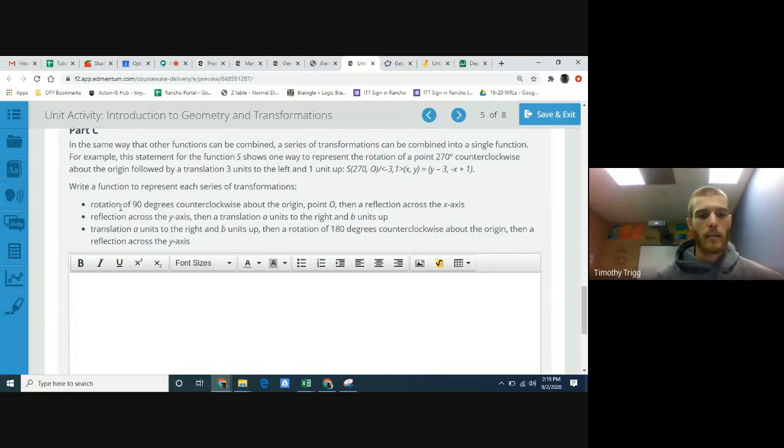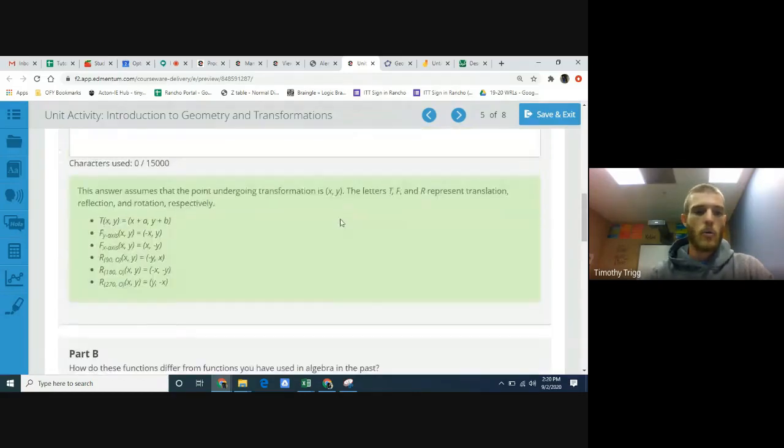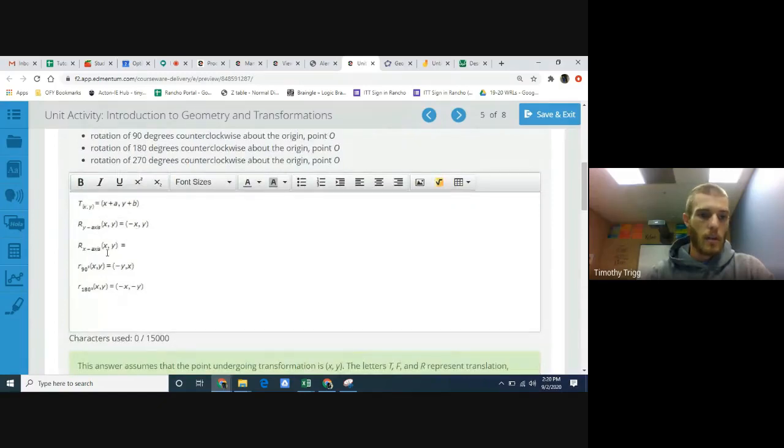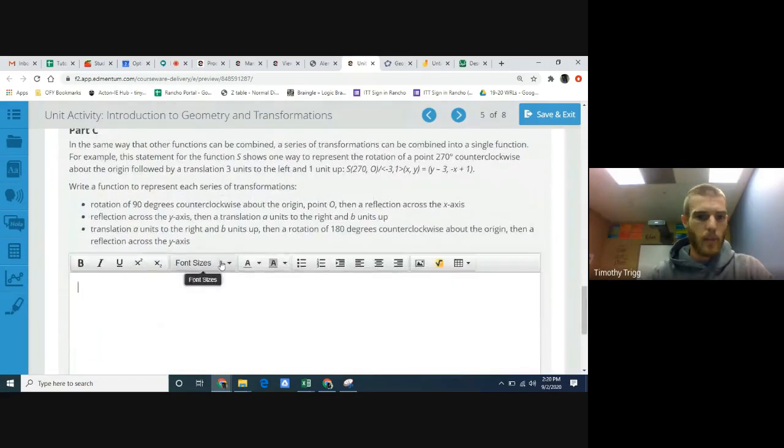It says, rotate 90 degrees counterclockwise, and then reflect across the x-axis. So how would that look? So let's look at what we had before. So we want to rotate 90 degrees, and then we want to reflect across the x-axis. So rotation of 90 degrees is like this one. So we flip the x and y, and the y becomes negative. And we want to reflect across the x-axis. I think that's what it said, yes.